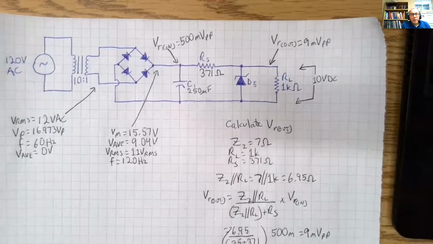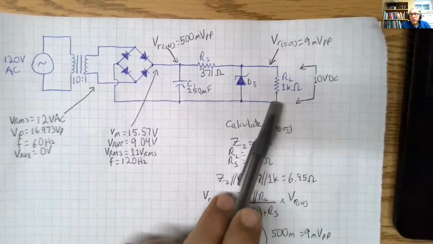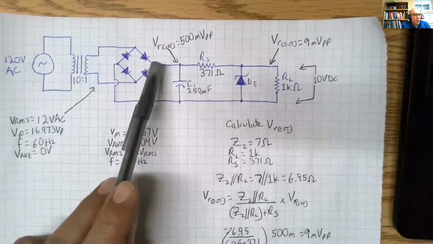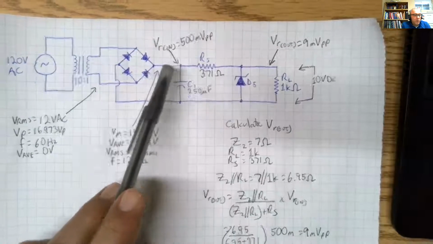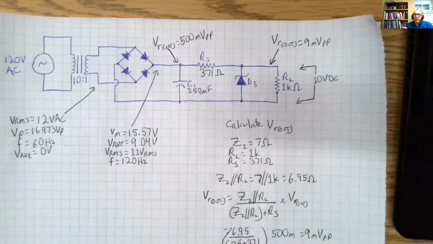What we wanted was 10 volts across the load, and we wanted no more than 500 millivolts coming into our regulator circuit. And that's how we calculate that.